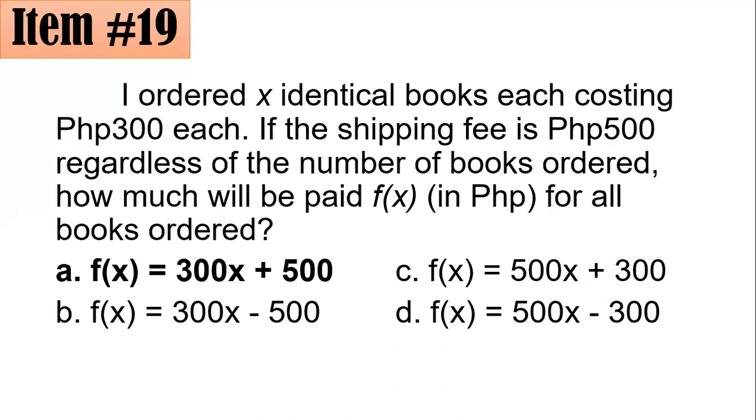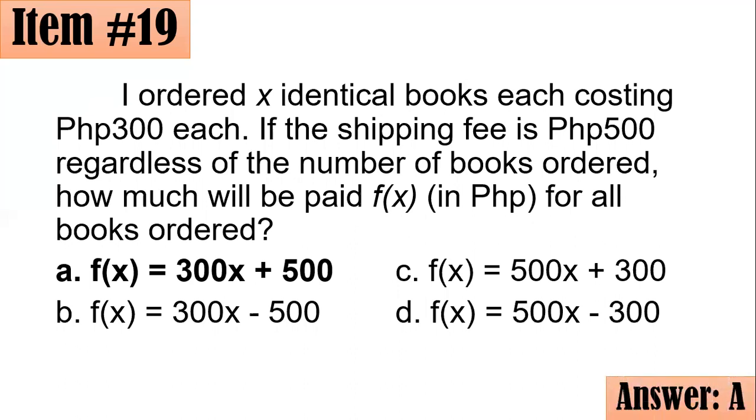How come letter A? Because for every book that you ordered, you will pay 300. That's why 300x represents the total amount you have to pay for the books. But you still have to pay for the shipping fee regardless of the number of books you ordered. So plus 500. So A here, my friends, is the correct answer.